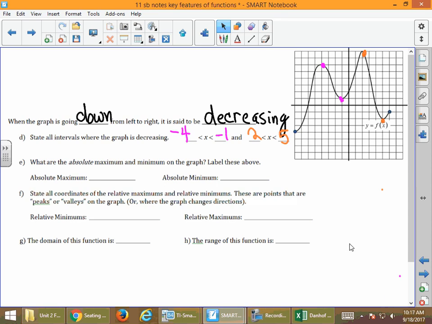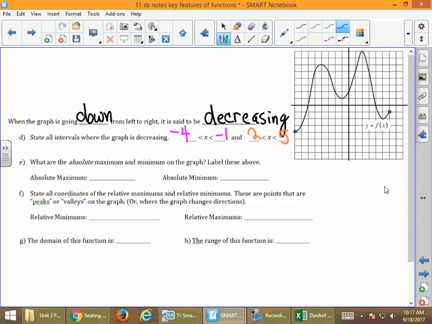Well, there's a couple more pieces of information about our graph. And again, I'm going to go ahead and erase the graph one more time. But there's something called an absolute maximum and an absolute minimum on a graph. The absolute maximum is the highest point on the graph. Nothing higher. And the absolute minimum is the lowest point on the graph. Nothing lower.